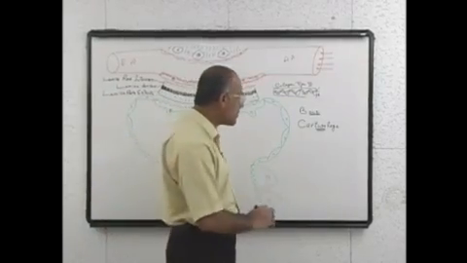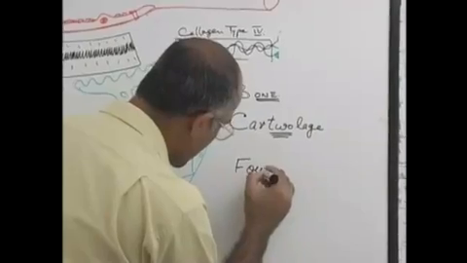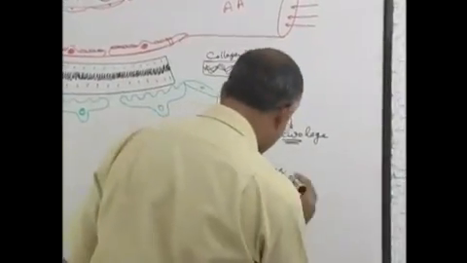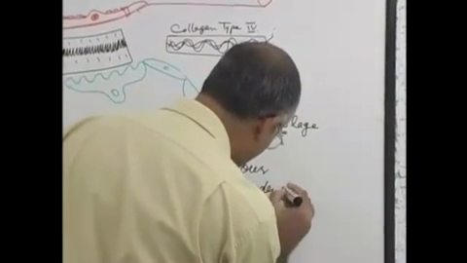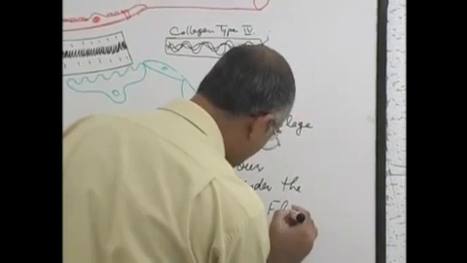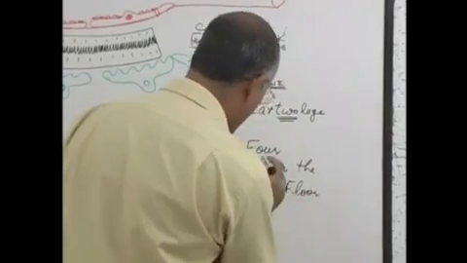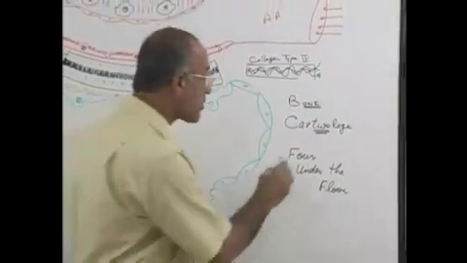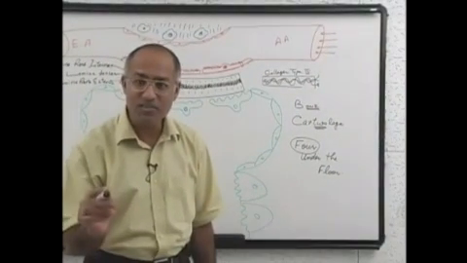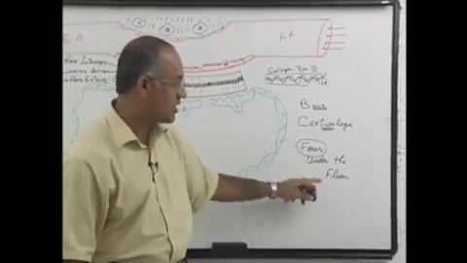But type 4. Sometimes you should do a little poetry here. Four under the floor. How do you spell floor? Double O-R. Four under the floor, and type 4 collagen is under the floor. What is under the floor? Basement. So basement membranes, wherever they are present in the body, they have which collagen? Type 4. Type 4 is under the floor.